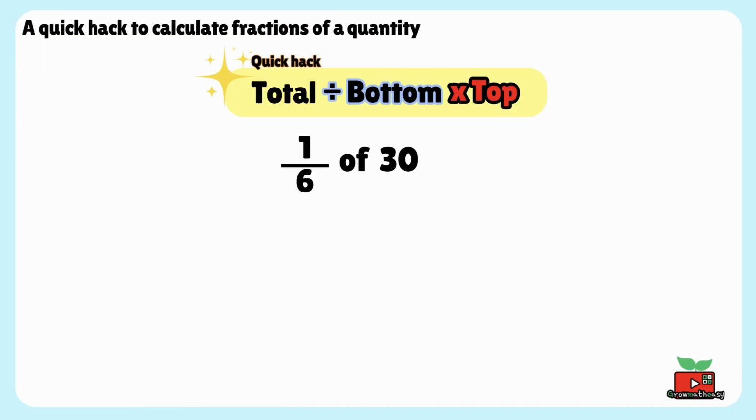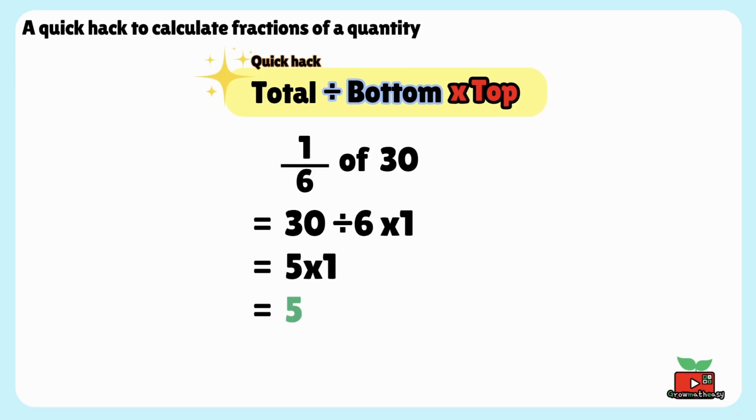One more. What is 1/6 of 30? We divide 30 by 6 and then multiply by 1. 30 divided by 6 is 5. 5 times 1 is 5. So 1/6 of 30 is 5.